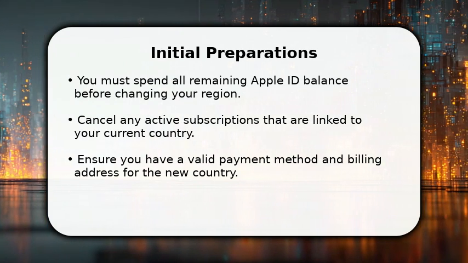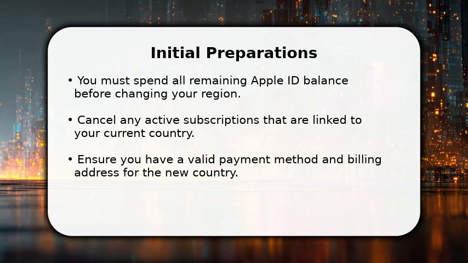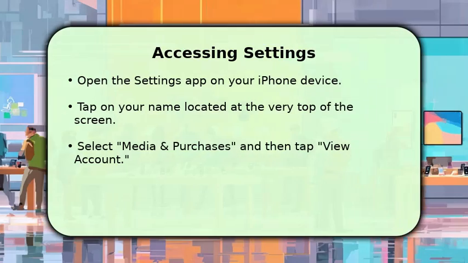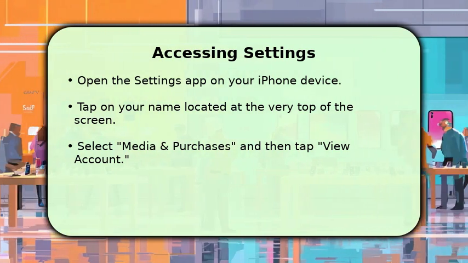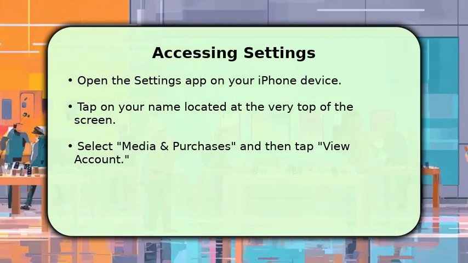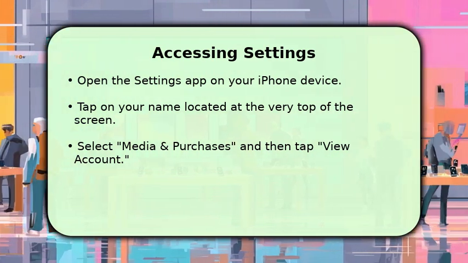Finally, gather a valid payment method and a matching billing address for your desired new country before you start this process. To begin, open the Settings app on your iPhone, then tap your name at the very top of the screen. Next, select the option labeled Media and Purchases, and from there, tap View Account.